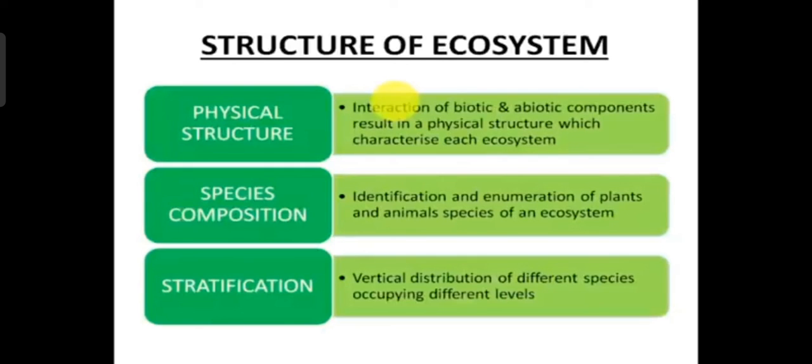Secondly, it is the species composition. Identification and enumeration of plants and animal species of an ecosystem will define what kind of ecosystem it is. So species composition is very, very important. What is stratification? It is nothing but the vertical distribution of different species which are occupying different levels. That is called stratification, right?